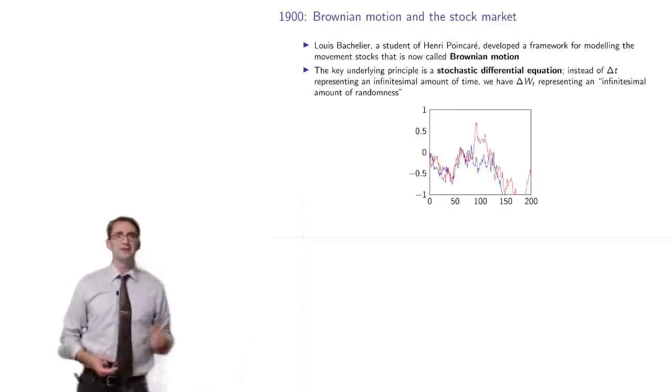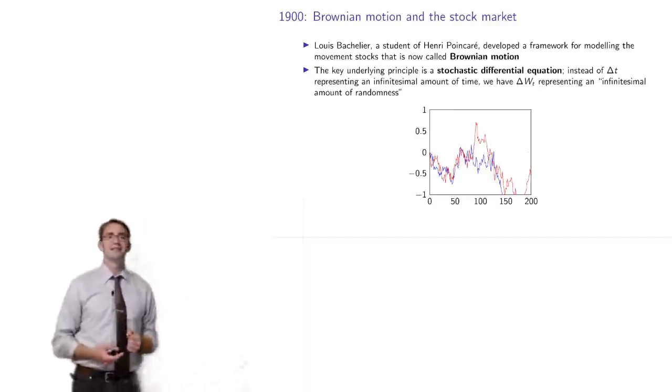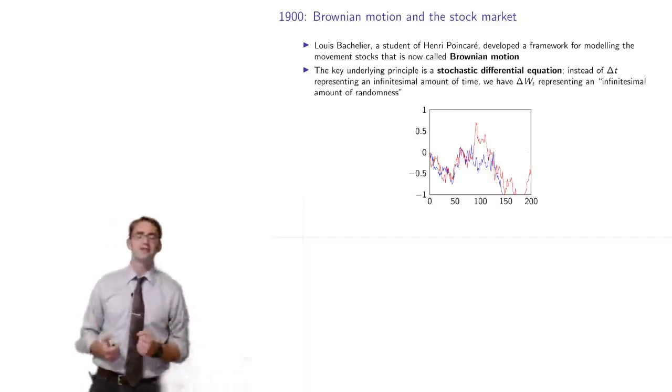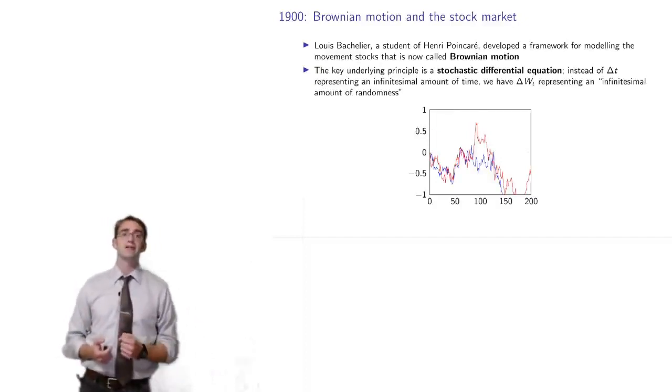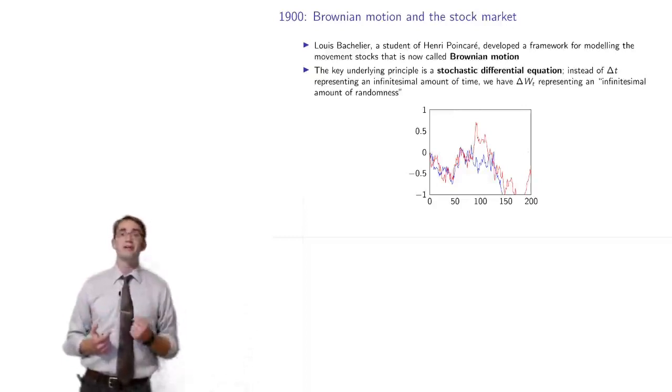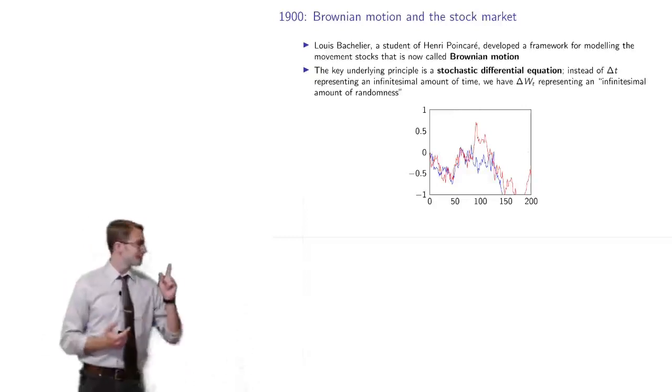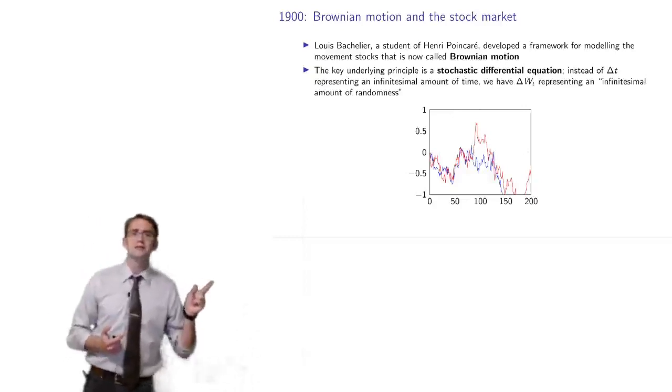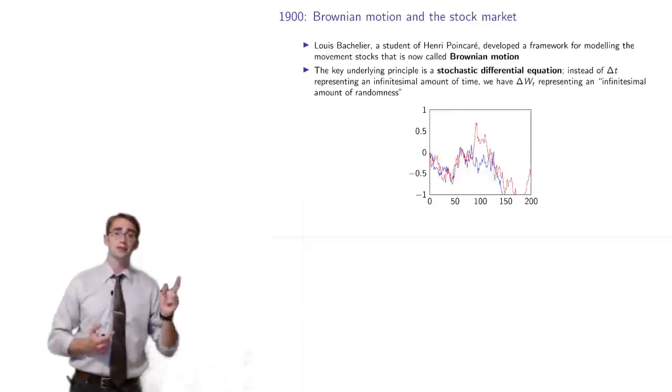Maybe you've seen pictures that look like this. This is called Brownian motion. This was first discovered by Louis Bachelier, who was a student of Poincaré, who developed a framework for modeling the movement of stocks, and we now call this Brownian motion. This actually is something very interesting. This is what is called a stochastic differential equation.